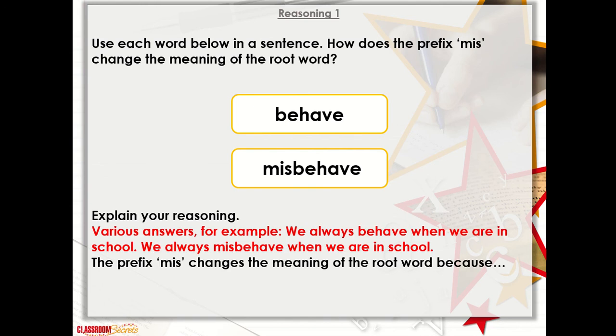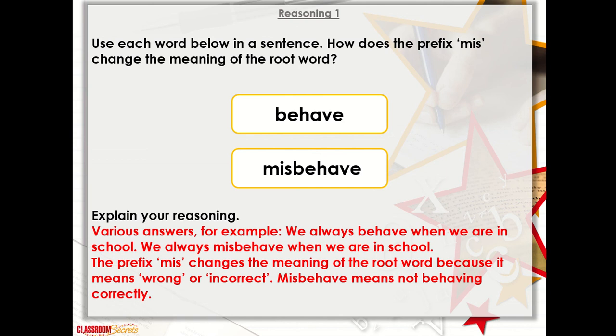Let's have a look at some examples. We always behave when we are in school. We always misbehave when we are in school. The prefix miss changes the meaning of the root word because it means wrong or incorrect. Well, that's what I said. It's when you don't do something quite right. Misbehave means not behaving correctly. So there I've explained the meaning as well.